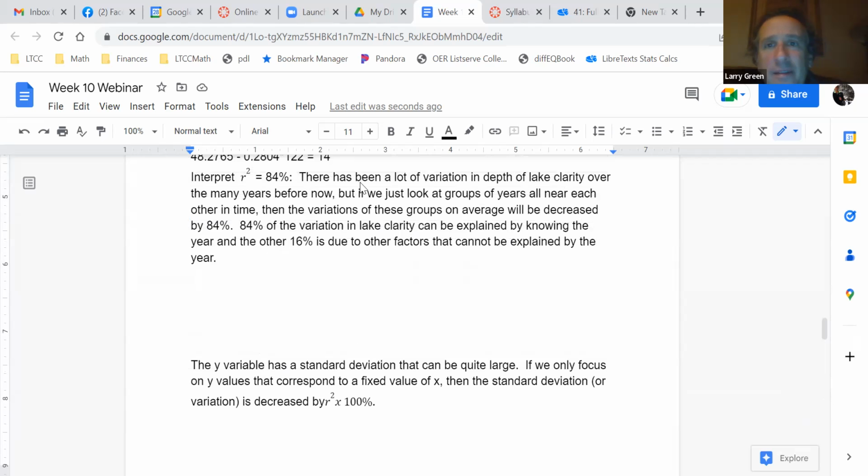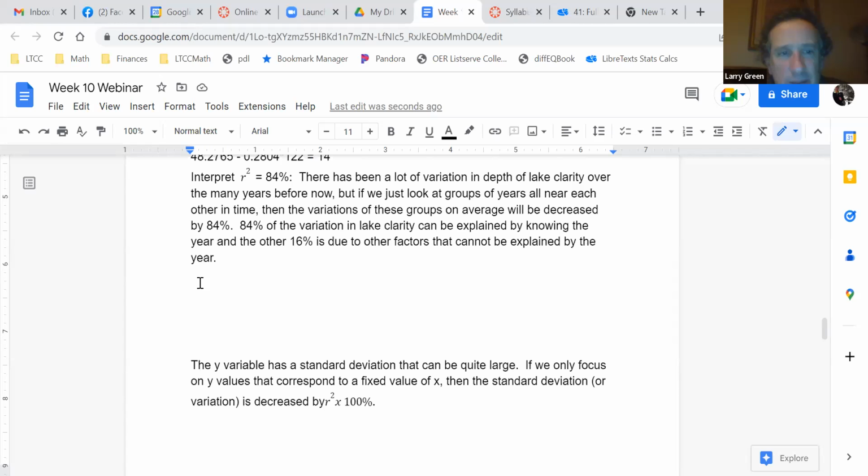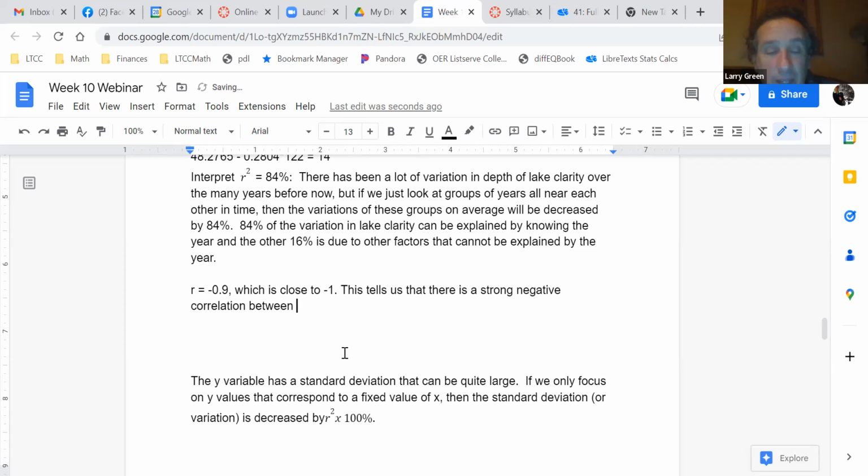By the way, r was negative 0.9, which is close to negative 1. This tells us that there is a strong negative correlation between year and lake clarity.